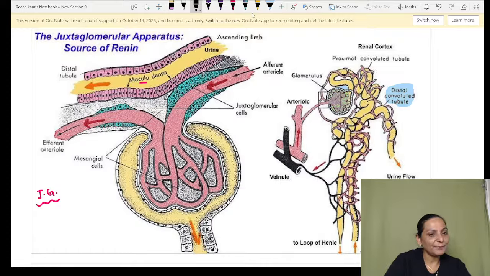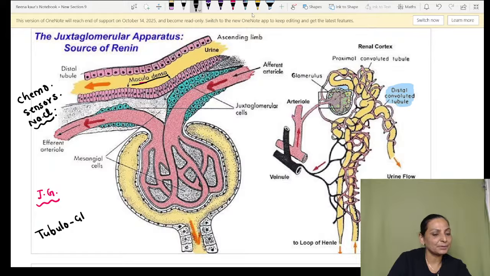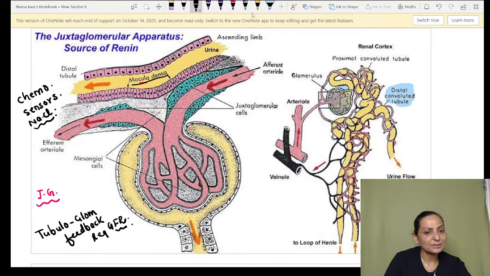What are the cells which are present? The first cells are the macula densa, that is D, which are modified cells of the distal convoluted tubules or DCT. These macula densa cells behave as chemoreceptors and are also called sensors because they can sense NaCl. They play a very important role in the tubuloglomerular feedback mechanism, which is very important to regulate your GFR.